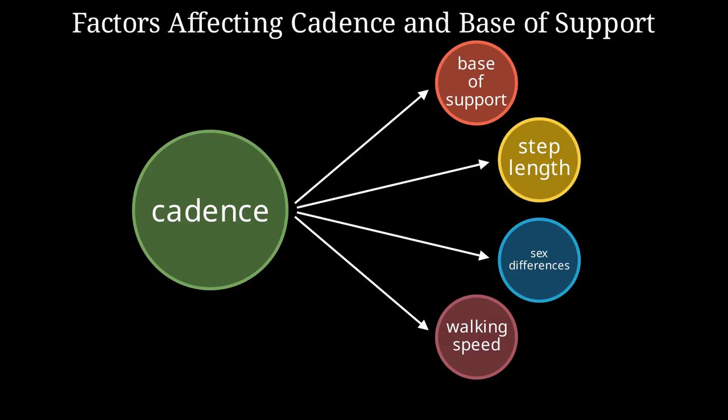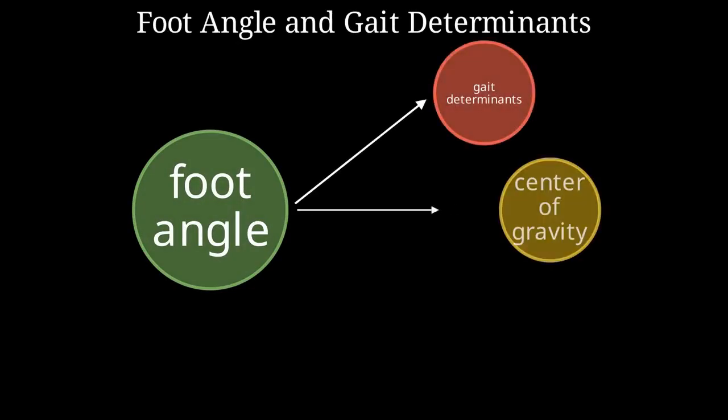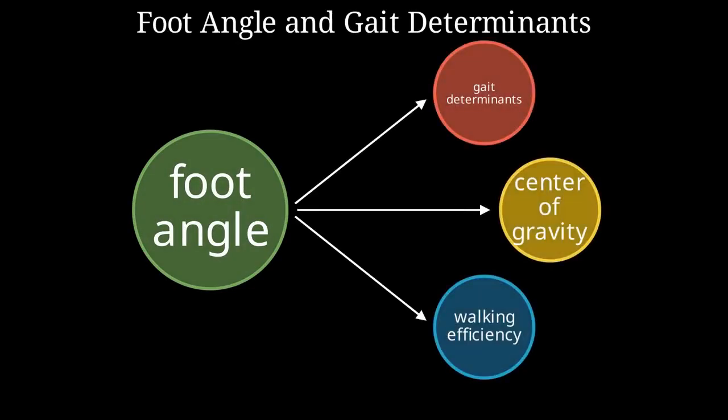The width of base of support is the distance between the midpoints of each foot, typically 2 to 4 inches. The degree of toe out, or foot angle, is the angle between the line through the heel and second toe, usually about 7 degrees in normal walking.